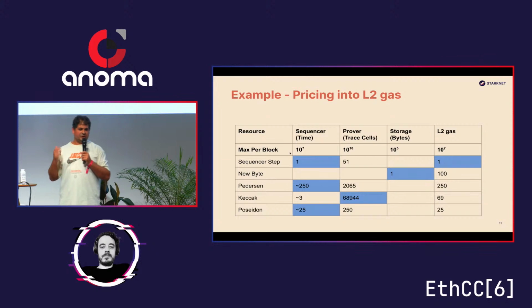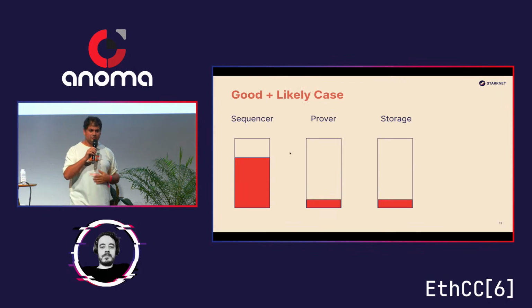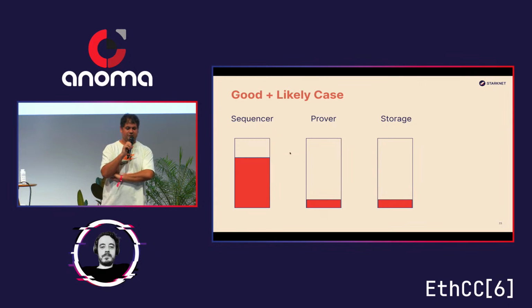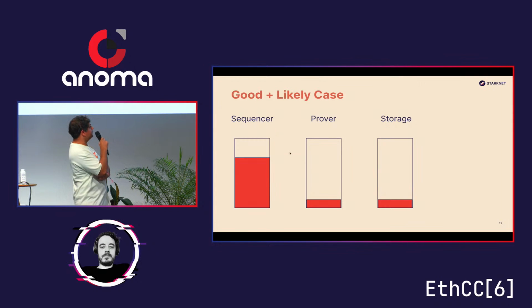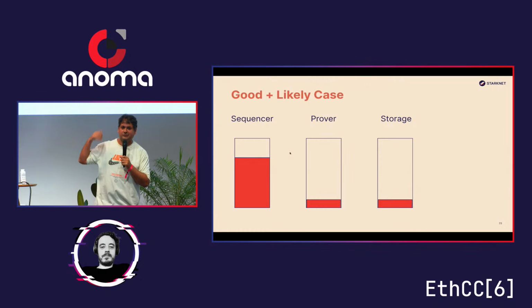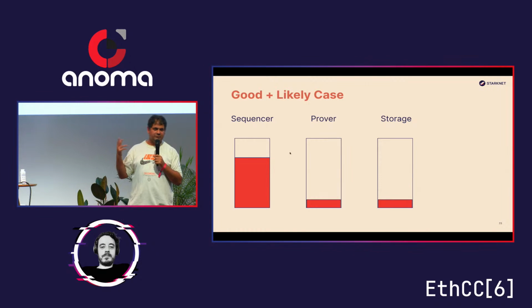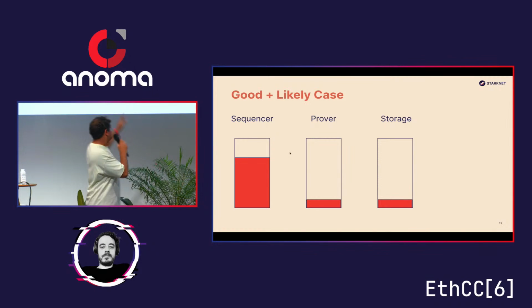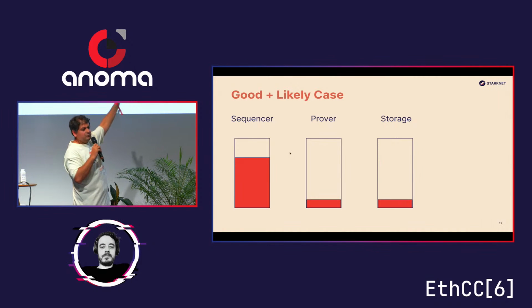So I said that multi-dimension is better, but it's complex. So the question is, what do we lose by not going multi-dimension? Well, in the usual case, we would expect that most of the time what will be congested is the sequencer, and the prover and storage will get some requests but they will not congest the network, and so the pricing will be close to optimal, meaning we will mostly price the sequencer. We won't reach full capacity, but that's fine. We can live with a small loss.